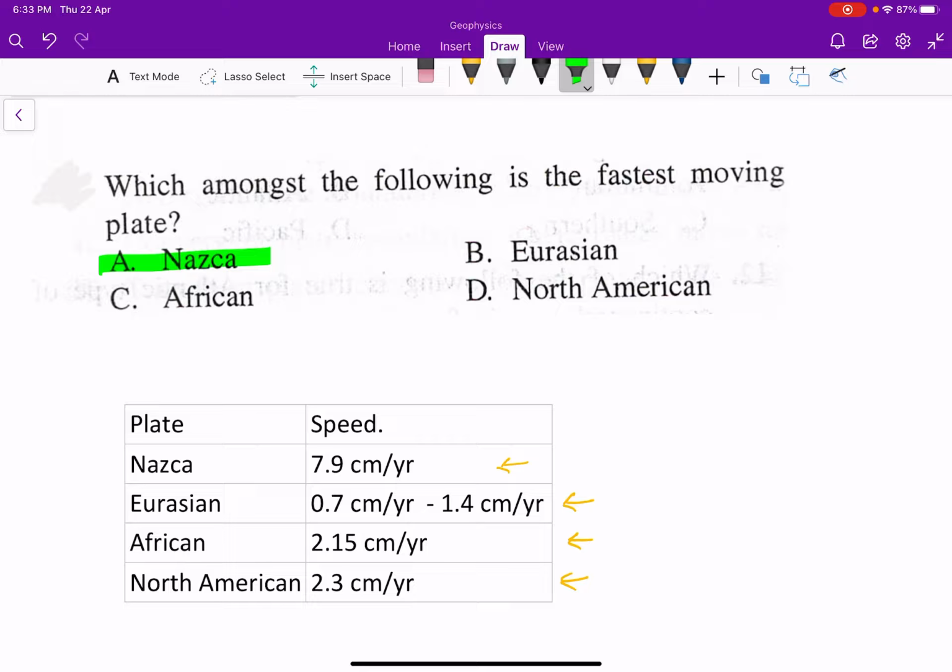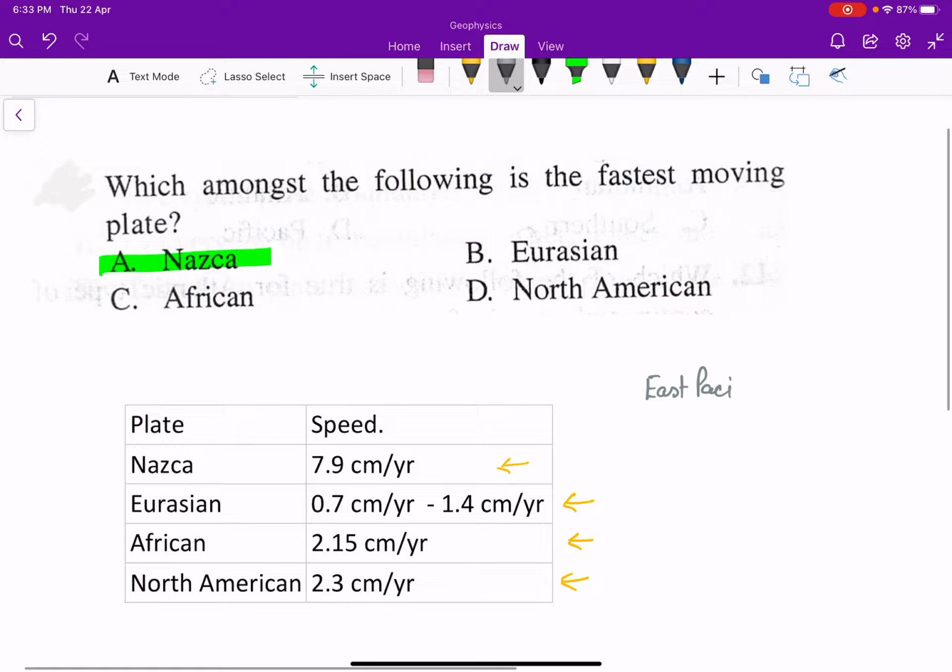But in the entire world, East Pacific Rise is the fastest moving plate. Speed is more than 15 centimeter per year. So for this question, the answer will be Nazca plate.